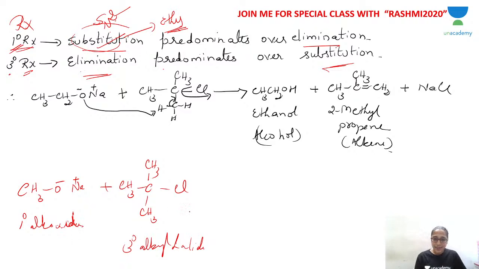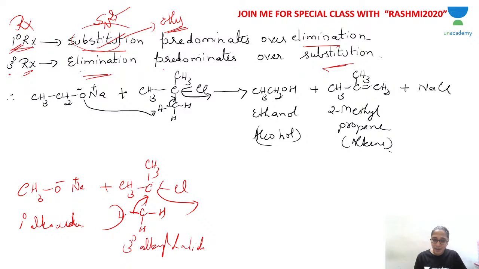Primary alkoxide. Now, what happens here when you have, let me show, one CH3 group like this? When you have a tertiary alkyl halide, the elimination reaction predominates. This group will come out, the leaving group. So a carbocation will form, and one hydrogen will come out as H plus.